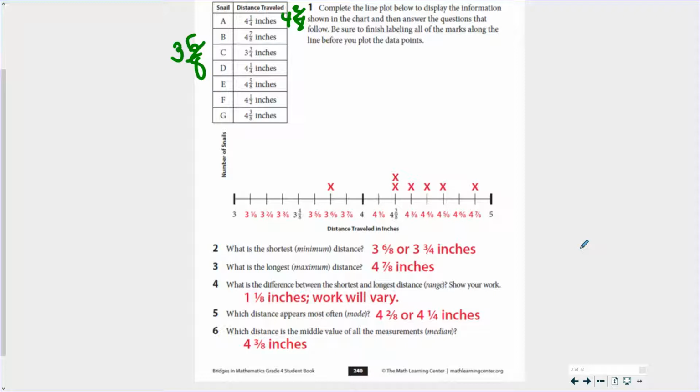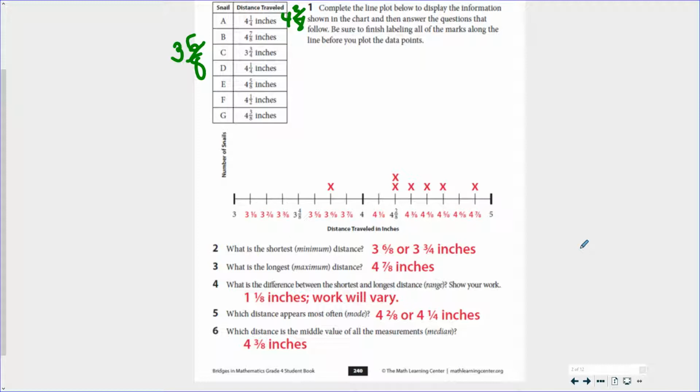It says, what is the minimum distance? And that would be, again, referring to range. Well, that would be 3 6/8. What is the maximum distance? That's 4 7/8. What's the difference or the range? You would have to take 4 7/8 minus 3 6/8. If you do that, you get 1 1/8.